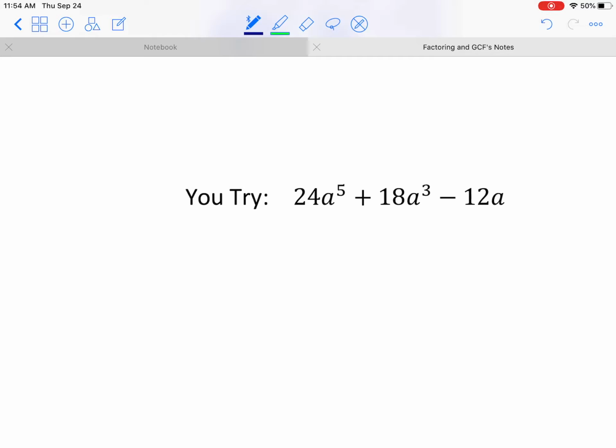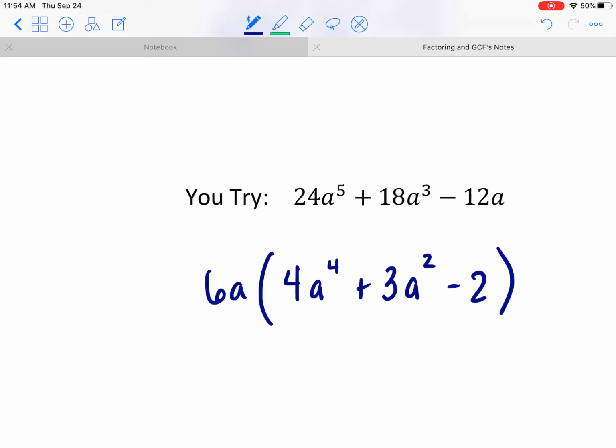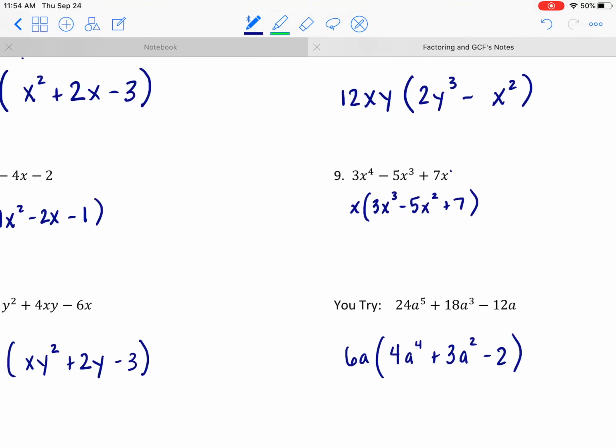Biggest number that goes into 24, 18, and 12 is going to be 6. And we're going to have one a in common. So 24 divided by 6 is 4, with a to the 4th left. 18 divided by 6 is going to be 3, with an a squared left. And negative 12 divided by 6 is going to be negative 2, with no a's left. And that is our answer.